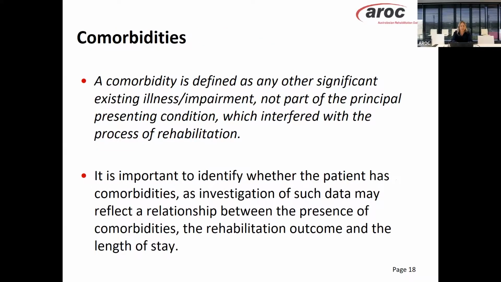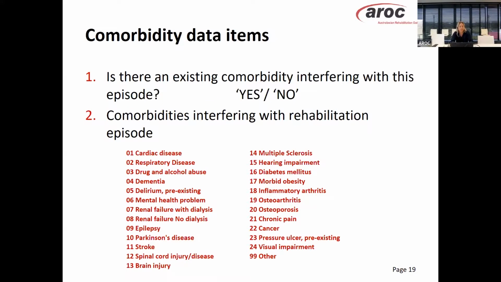All right, so the next topic we're looking at is comorbidities. A comorbidity here is defined as any other significant existing illness or impairment, not part of the principal presenting condition, which has interfered with the process of rehabilitation. So it's important to identify if there are any comorbidities, as it may reflect a relationship between the presence of the comorbidity and the rehabilitation outcome and the length of stay. So these are the comorbidity data items.